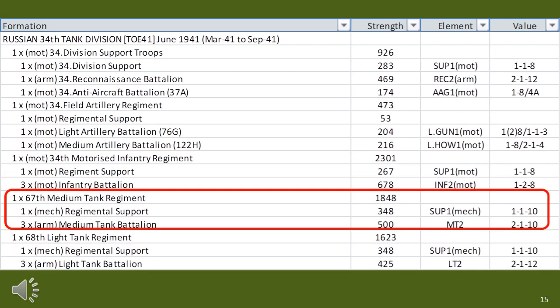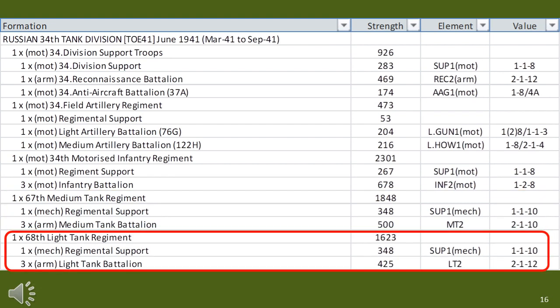The motorised infantry regiment consisted of 3 motorised infantry battalions with some minimal regimental support formations. This specific division contained the 67th Medium Tank Regiment, which consisted of 3 medium tank battalions, generally equipped with BT equivalent tanks. Some of the divisions possessed heavy tank battalions, which were equipped with KV tanks. This caused the Germans massive issues in the northern sector of the front line. The final regiment was the 68th Light Tank Regiment, consisting of 3 light tank battalions, and of course equipped with a wide variety of different Russian light tanks.